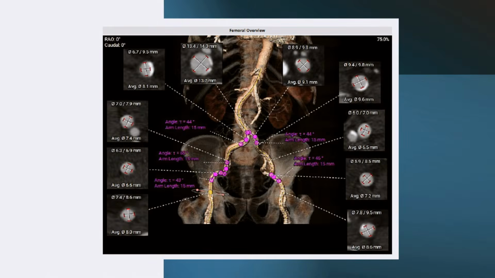Both the iliacs are heavily tortuous and calcified. Dimension wise, if we see, the femorals are more than 6 millimeters, so we don't anticipate much problem there. But if we see the calcification rims in the right femoral, there is a calcification, but more in the iliacs, not at the femorals.